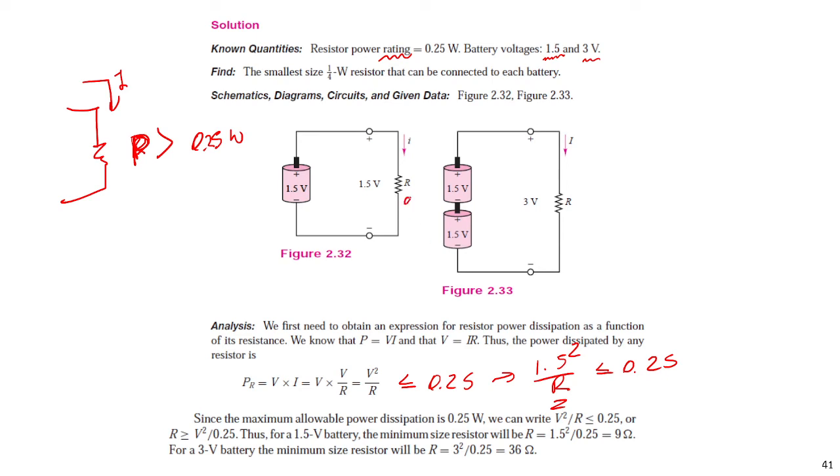So if we connect a resistance of 9 ohm to the battery with a voltage of 1.5 volt, the current flowing through this resistor will generate a power not more than 0.25 watt, and it will not burn out. So we need to consider the maximum current flow for each piece of equipment.